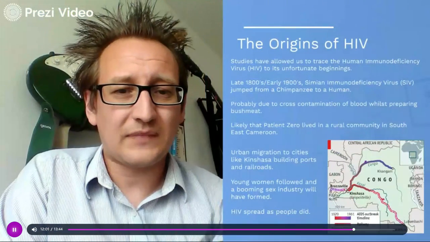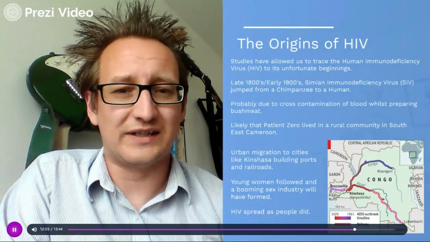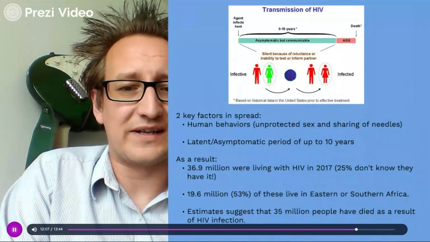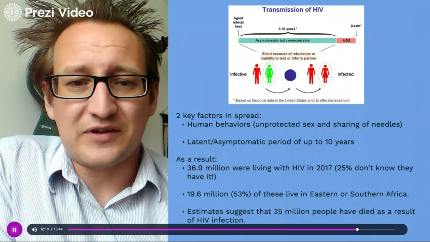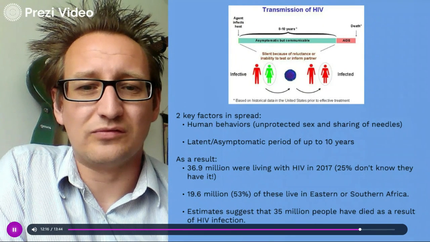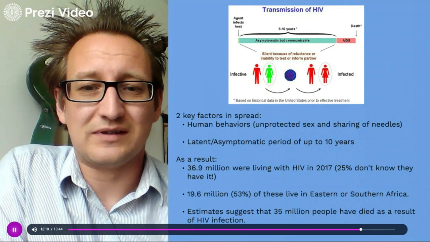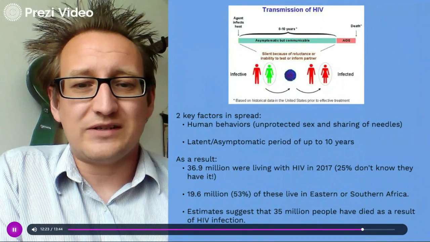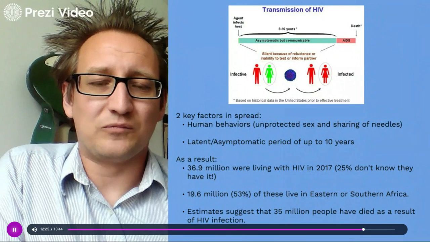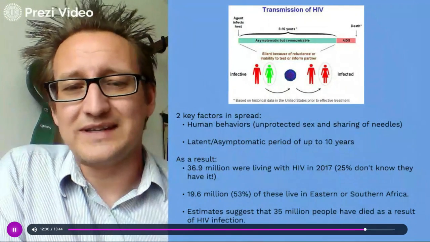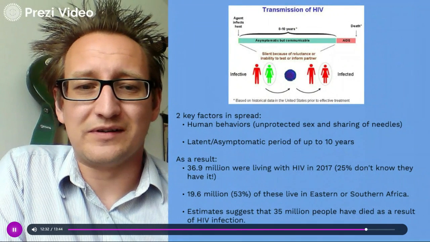Now, it's worth noting that essentially two key factors led to the spread of this particular disease. The first being human behaviour, so things like unprotected sex and the sharing of needles, be that maybe recreational or medical sharing of needles, which wasn't necessarily seen as a bad thing at the time, led to the spread of the disease from person to person. What didn't help this is that, generally speaking, the virus is what we call latent or asymptomatic for up to a period of 10 years.